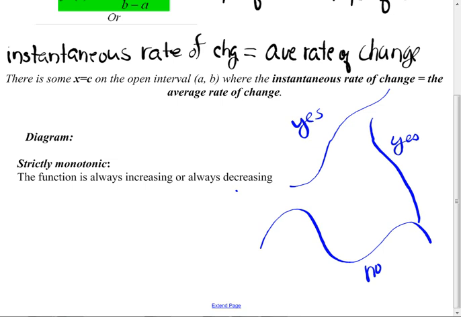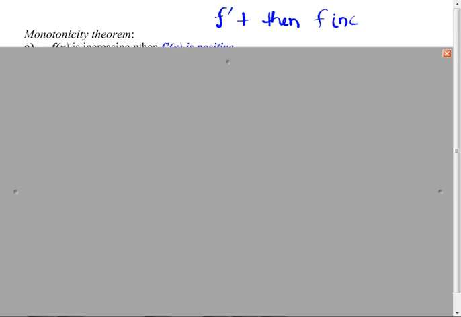In our old book, they call it the monotonicity theorem. But in our book, we just know something about this. If f prime is positive, then what's true? If my slope, my tangent line, is positive, the function f increases. Okay? What if f prime is negative?